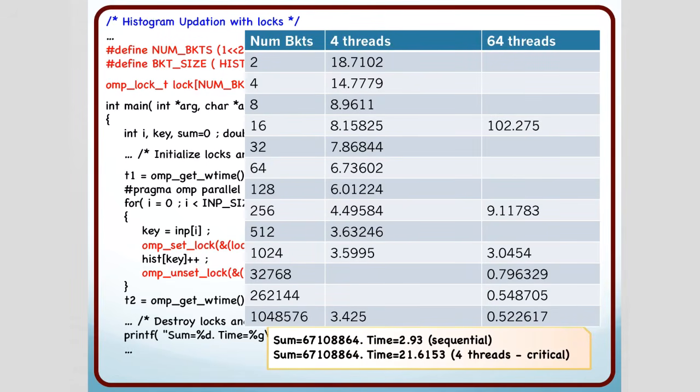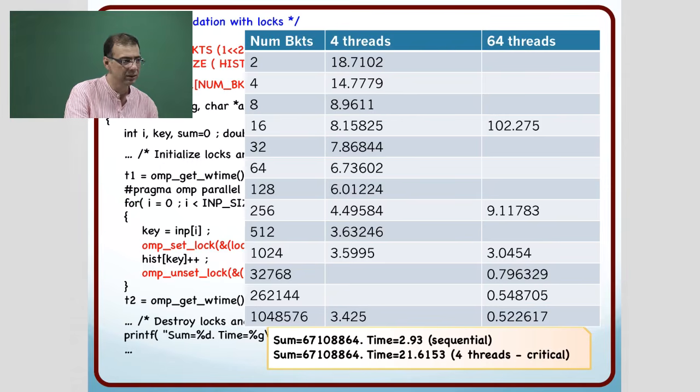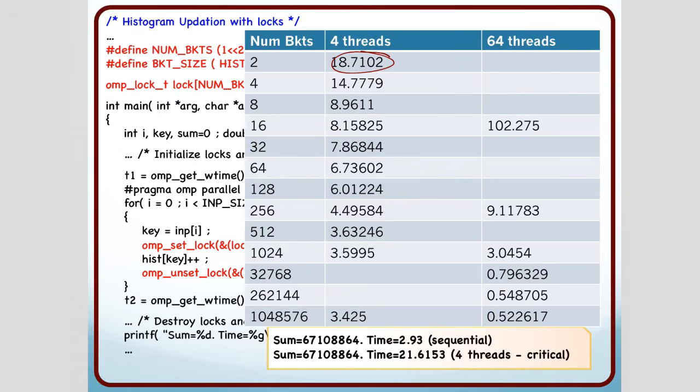So we run this code with 4 threads and 64 threads, and this is the kind of pattern we see, right? So let's just observe a few things over here. When the number of buckets is very small, right, there are just 2 buckets, then with 4 threads it's taking 18.7 seconds. Why is that? Because there's a lot of contention, right? There are only 2 buckets. Most of the time these threads are wanting the same lock. And as I increase the number of buckets, this is coming down, and that is expected. As I increase the number of buckets, there will be less and less contention.